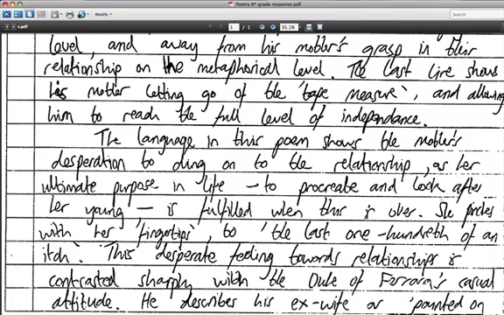ultimate purpose in life to procreate and look after young is fulfilled when this is over. She pinches with her fingertips, good, shows the extremity, to the last 1/100th of an inch.